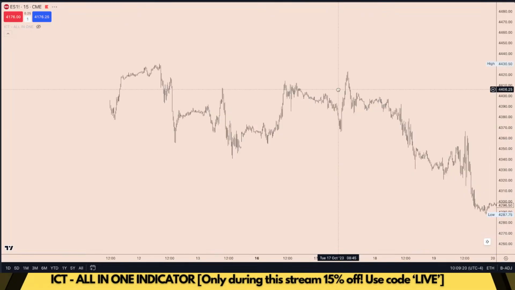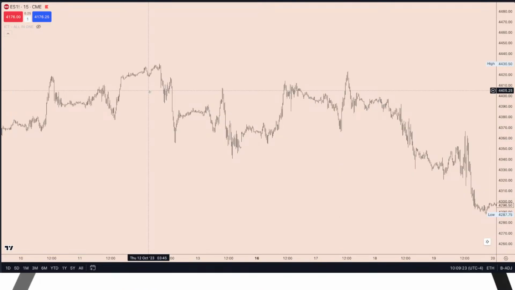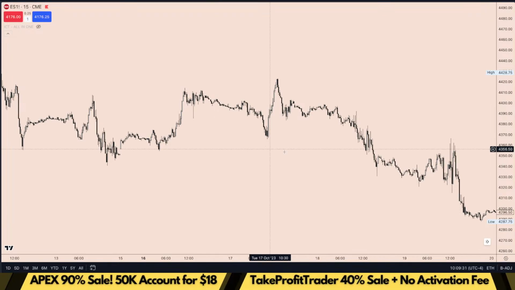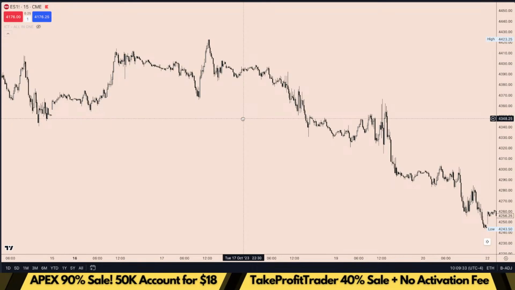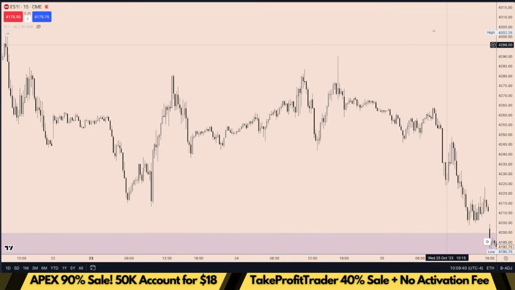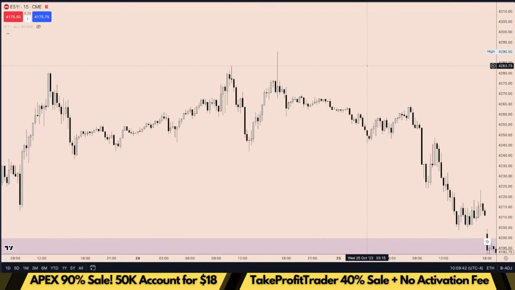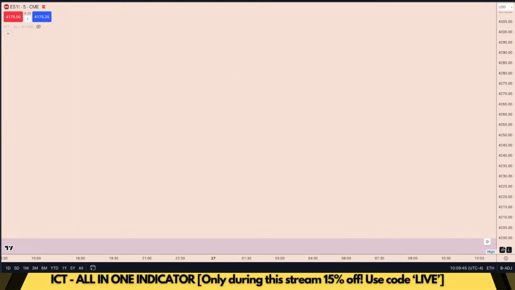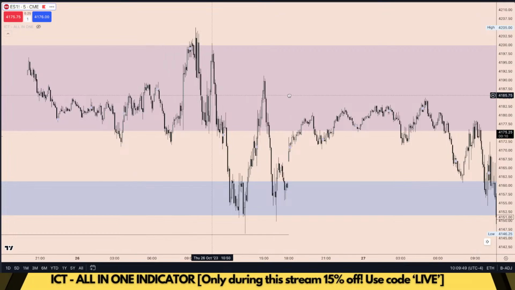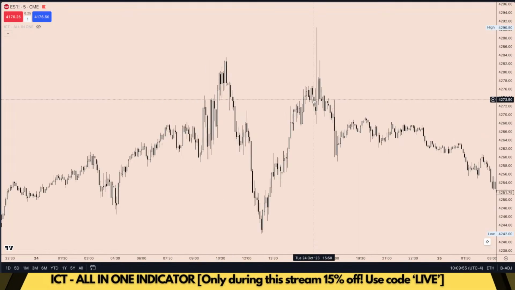Where are all my drawings gone? Looks like they're gone. Here, and then the 5-minute time frame. Auto. In the 5-minute, we see the structure a little bit better.